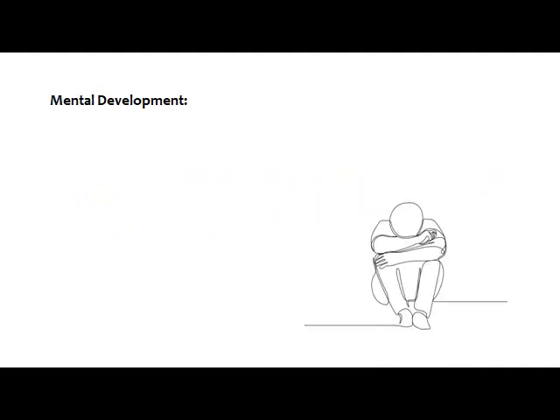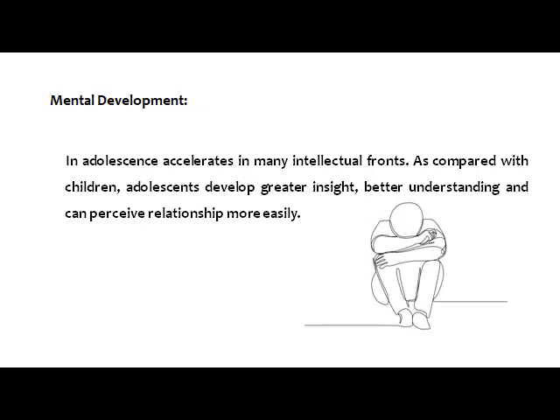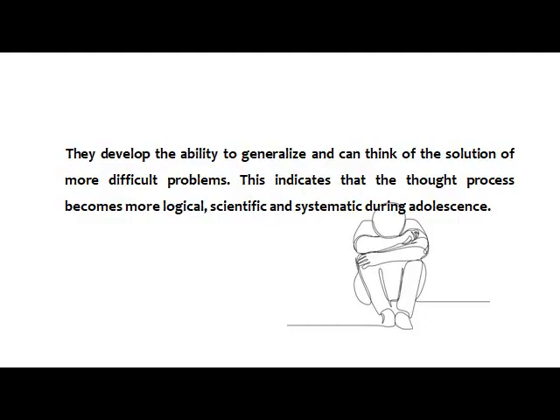Mental development. Adolescence accelerates in many intellectual fronts. As compared with children, adolescents develop greater insight, better understanding and can perceive a relationship more easily. They develop the ability to generalize and can think of the solution of more difficult problems. This indicates that the thought process becomes more logical, scientific and systematic during adolescence.